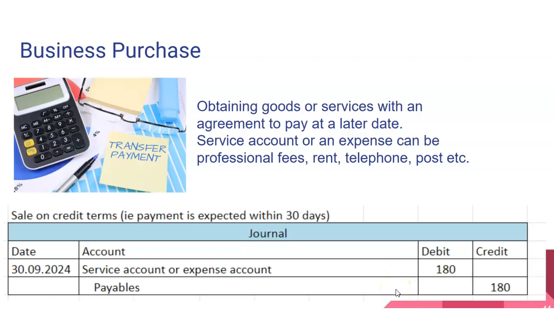If we would be paying straight away, we'll put cash instead of payables. But because we agreed here to pay within 30 days, we'll put in payables, and we clear the payables account once the payment is actually made.